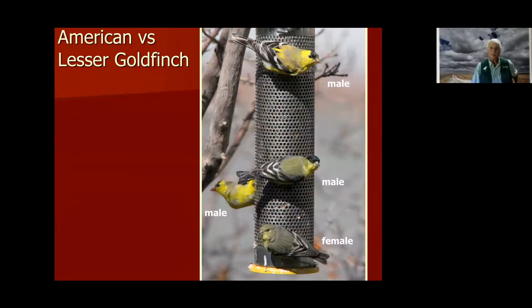So two goldfinches you can get. At that time of the year when they're molting, it's easy to spot the males on the feeder. This is easy to spot, a black-capped male lesser goldfinch. All this greenish, this is a female lesser goldfinch.